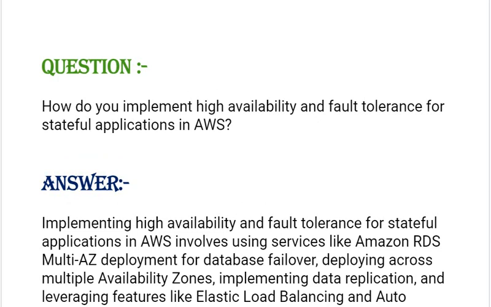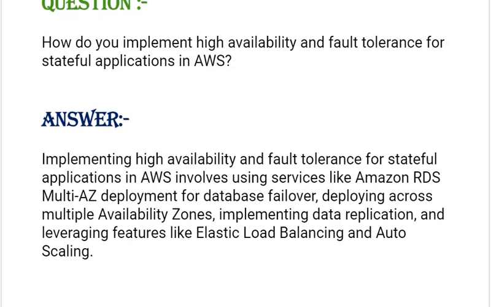Our next interview question is: how do you implement high availability and fault tolerance for stateful applications in AWS? Your answer should be implementing high availability and fault tolerance for stateful applications in AWS involves using services like Amazon RDS multi-AZ deployment for database failover, deploying across multiple availability zones, implementing data replication, and leveraging features like elastic load balancing and auto scaling.